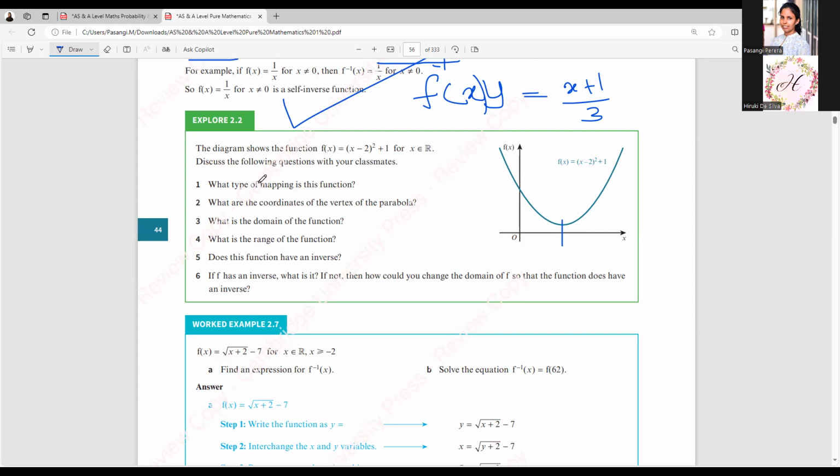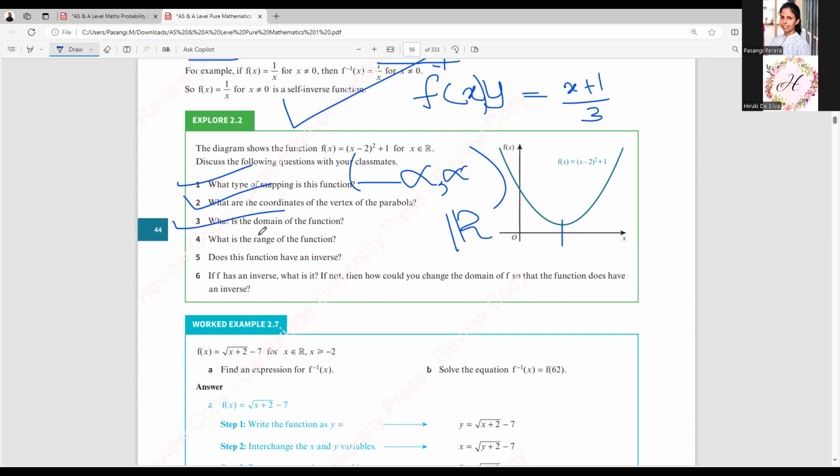Then what is the domain of the function? X is in the real numbers. That means negative infinity to positive infinity. You can write it like that, or else as the set of all real numbers. I'm saying both notations so that you can easily familiarize yourself with them. So the complete real number set, you can either notate it with set notation or negative infinity to positive infinity.